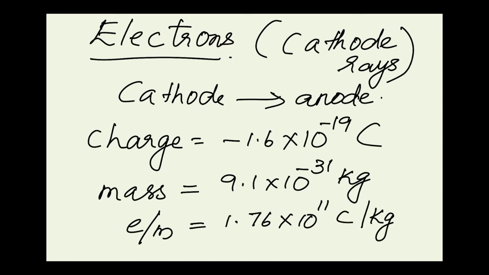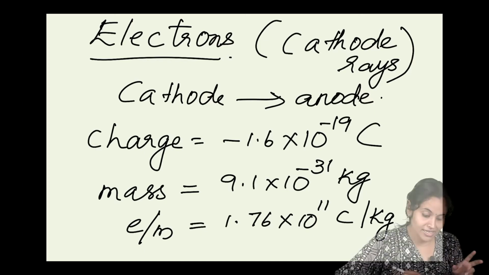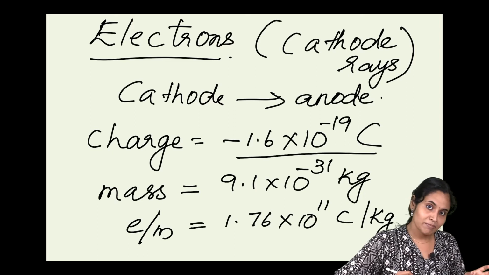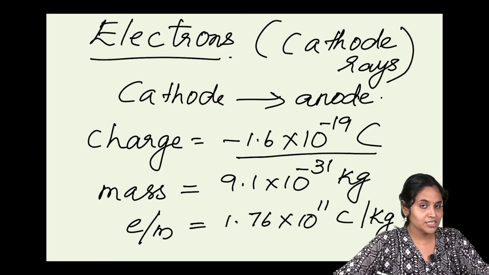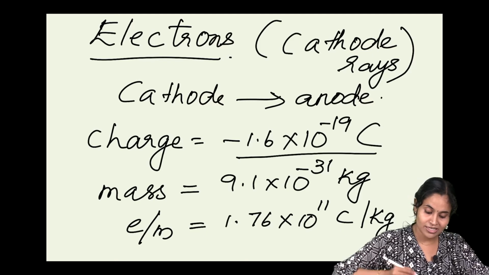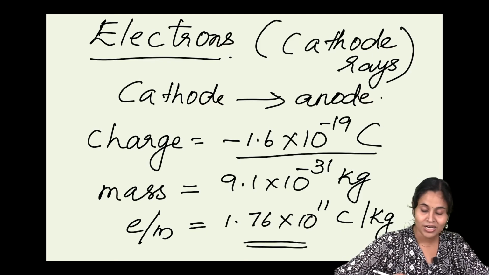Okay. So in the case of electrons, you have to study all these simple points. Electrons are negatively charged particles and the charge is equal to minus 1.6 into 10 raised to minus 19 coulombs, whereas the mass of electron is 9.1 into 10 raised to minus 31 kilogram, and charge to mass ratio is nothing but 1.76 into 10 raised to 11 coulombs per kilogram.